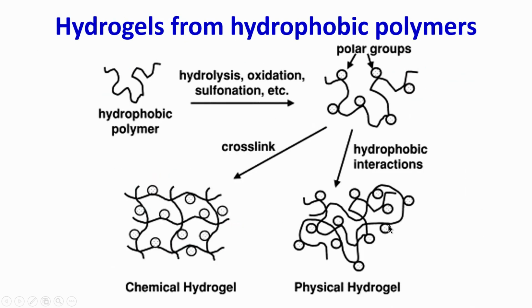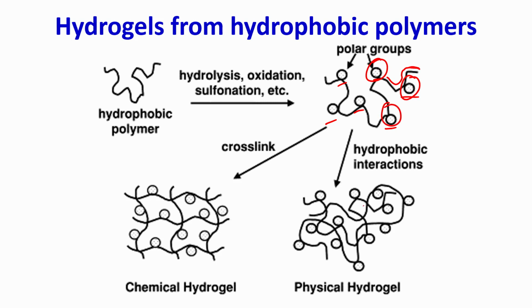So, when we talk about hydrogels from hydrophobic polymers, again as I said, by definition hydrogels are made from very hydrophilic polymers. So, you have to somehow make them hydrophilic. You can take a hydrophobic polymer and modify its backbone to add lots and lots of polar groups. So, what will that result in? That will result in some sort of an amphiphilic polymer, because you have domains which are fairly hydrophobic, whereas these domains are hydrophilic.